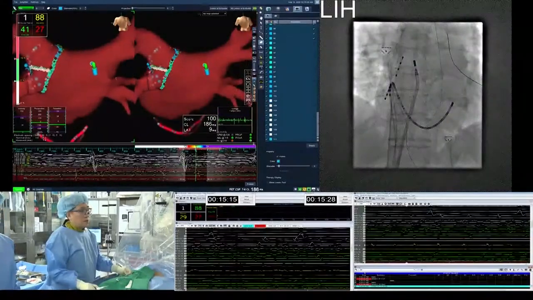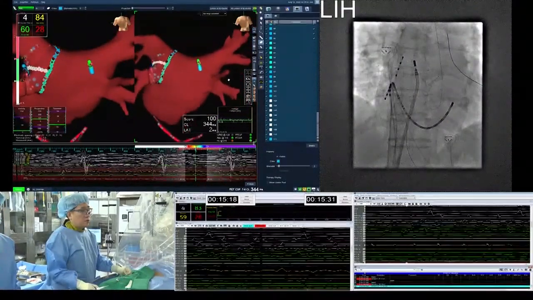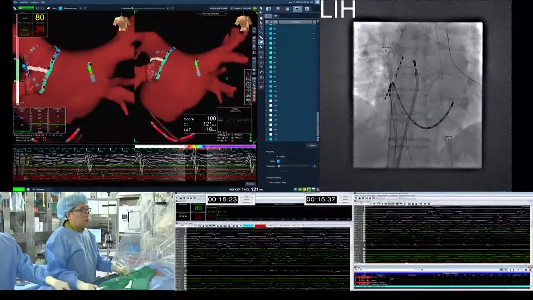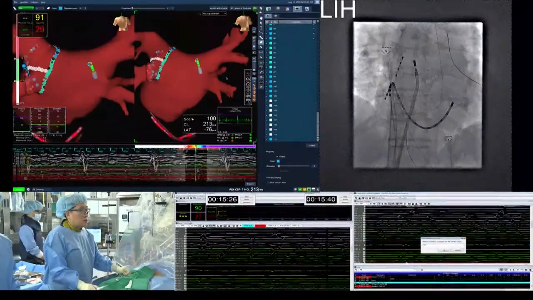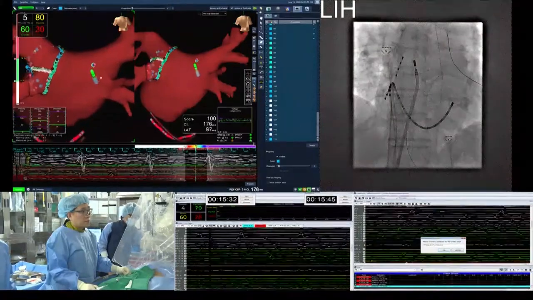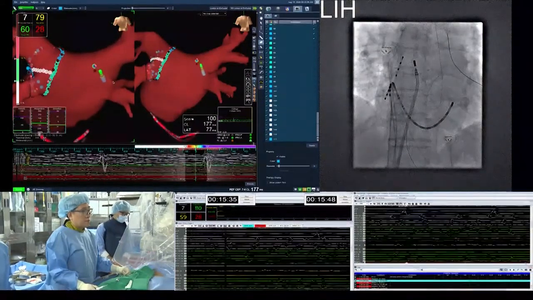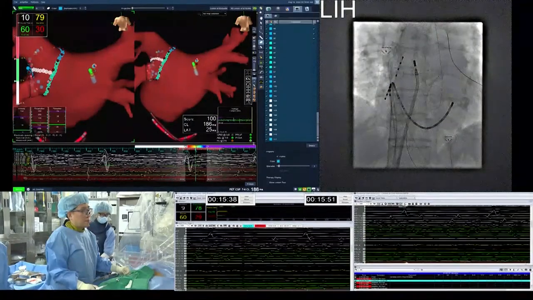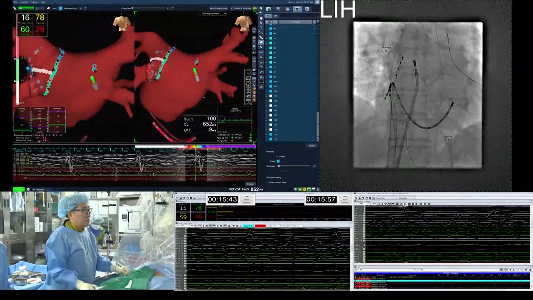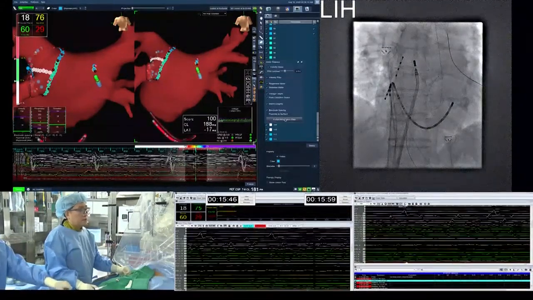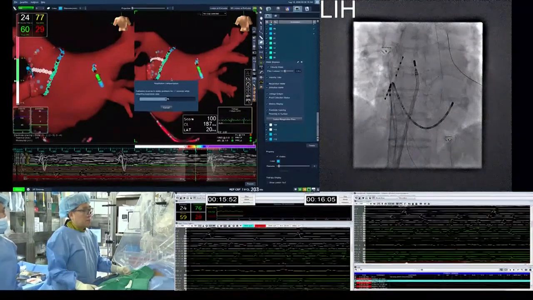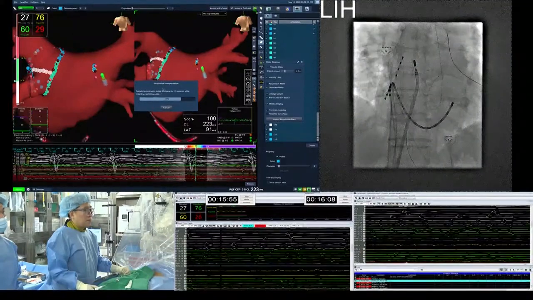When you ablate the right posterior PV antrum, you can imagine the catheter contact direction, because the transseptal side and your target site, the right posterior antrum, are in an almost perpendicular direction. So it is very difficult to make a good contact. If you push a little bit, the contact pressure is too high. If you pull back your catheter a little bit, the contact becomes very poor. So it is very important to push and pull back your catheter continuously and make a better contact.